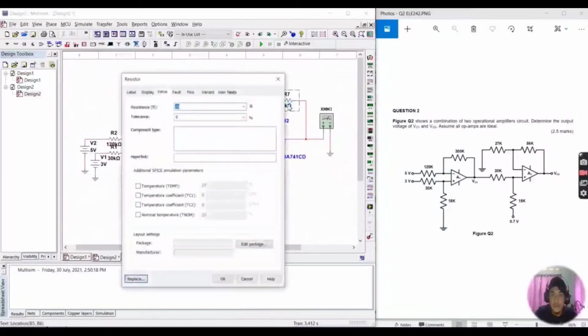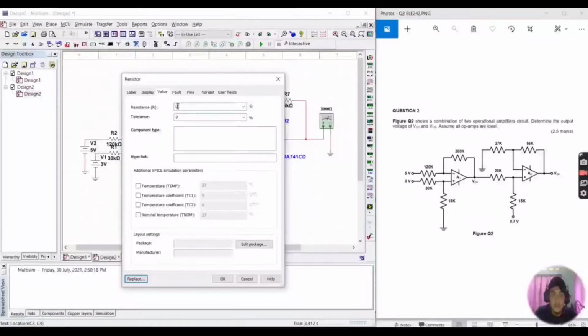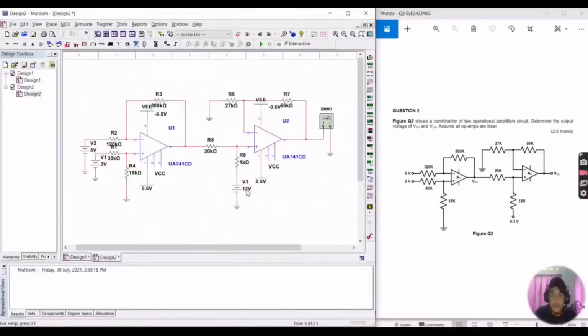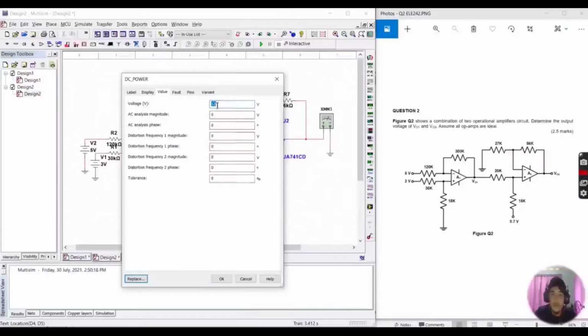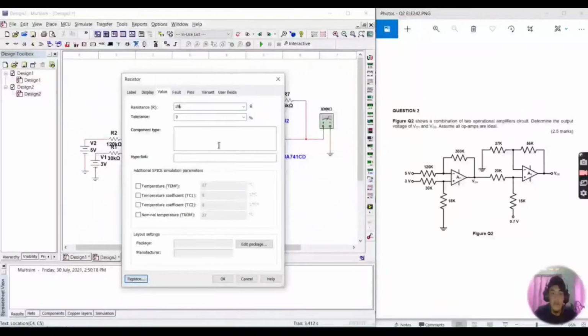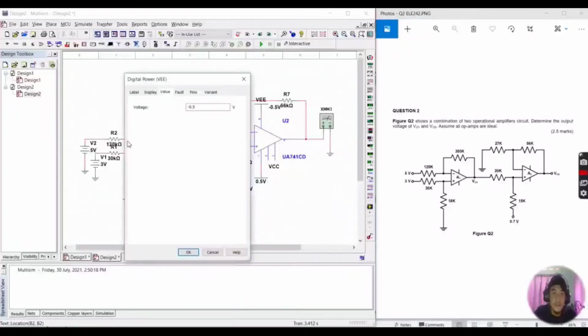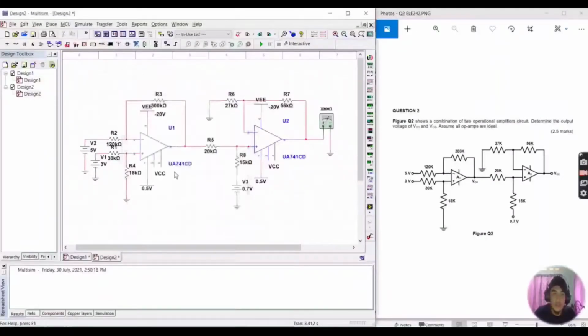And R7 is 56k, R5 is 20k, and this voltage V3 is 0.7 volt, and R8 is 15k. Okay, then we need to change the value of VEE and VCC to be bigger than the DC power. Okay, this I will take the value of 20.